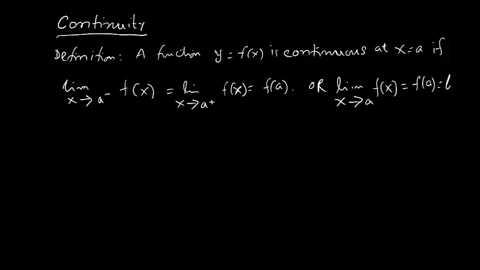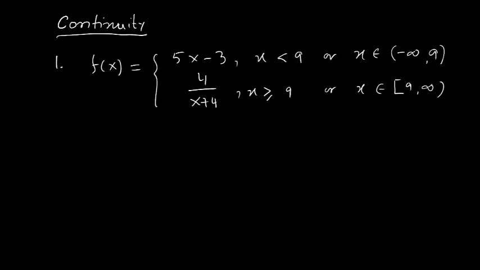Continuity of a function. Let us look at the definition. A function y equals f of x is continuous at x equals a if the limit as x approaches a minus, which is the left hand limit of the function at a, and the limit as x approaches a plus of f of x are equal, and then also the function is defined at that point and all these values are the same. Then we say that the function is continuous at x equals a, otherwise it will be discontinuous.